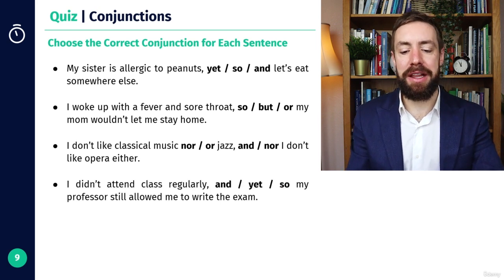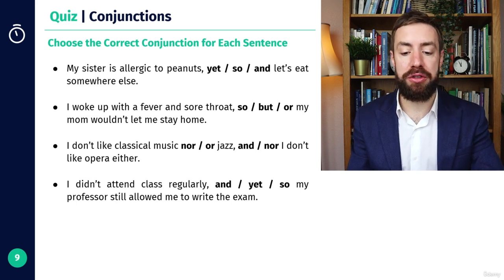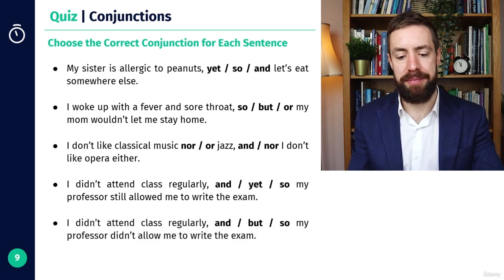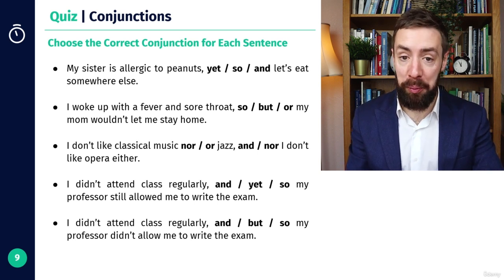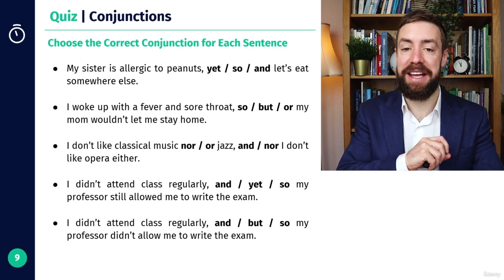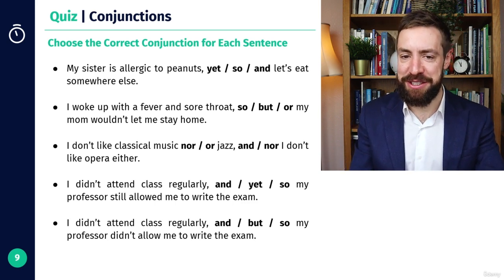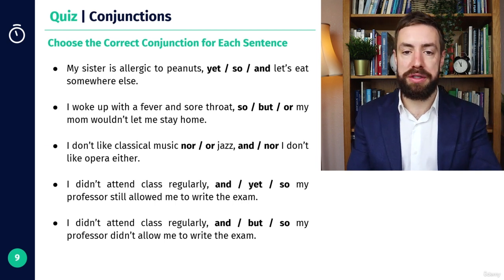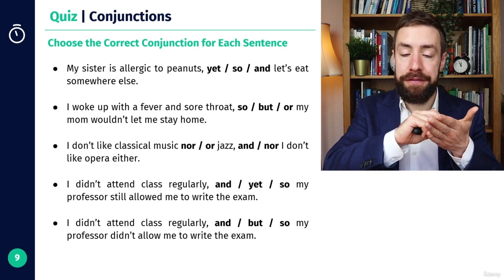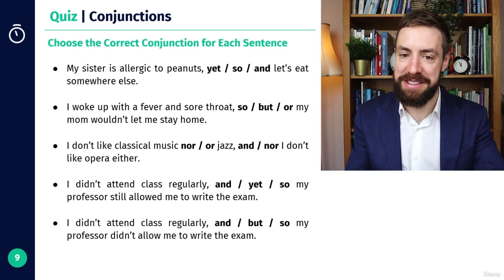"I didn't attend class regularly. My professor still allowed me to write the exam." Or, "I didn't attend class regularly. My professor didn't allow me to write the exam." So those two are pretty close to each other. Be very careful of those as well. So what I want you to do is pause the video, write out the full sentence, and I'll be waiting for you with the answers when you come back.